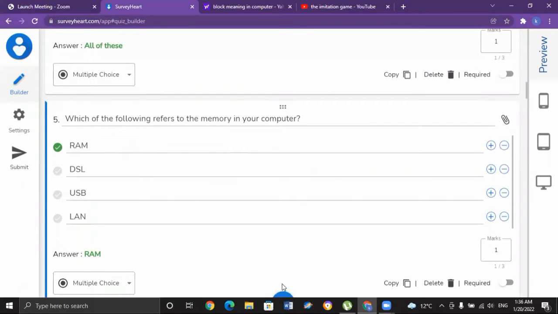Which of the following refers to the memory in a computer? RAM is random access memory, a form of computer memory that can be read and changed in any order, typically used to store working data and machine code. So which of the following refers to the memory in your computer? Random access memory refers to the memory in your computer. That is option A, RAM.